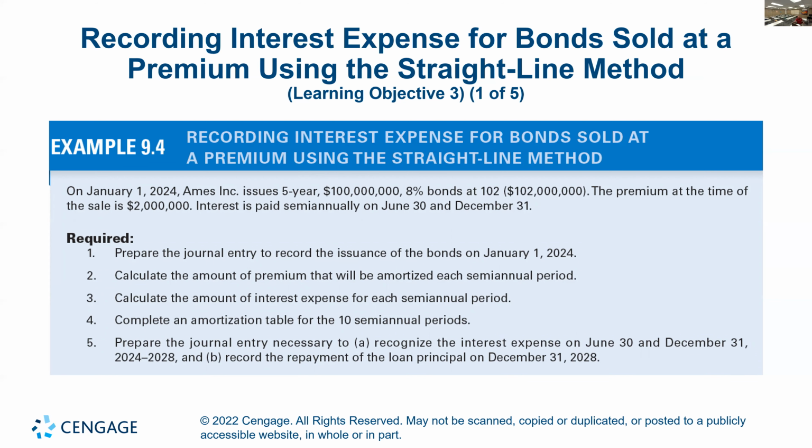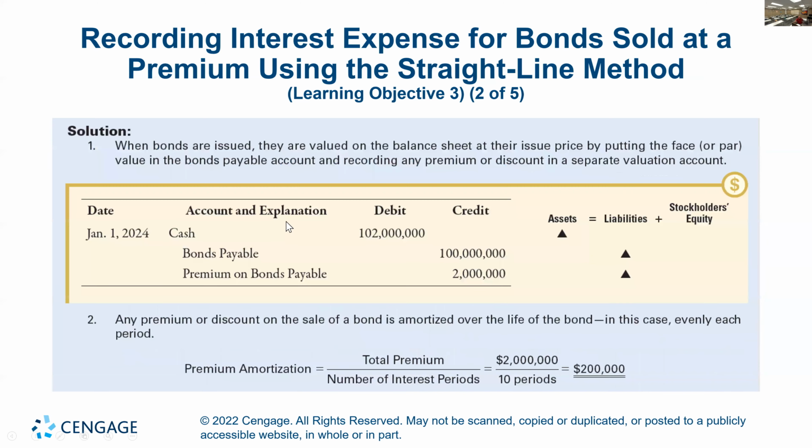So here we issue 5-year, 100 million, 8% bonds, just like we did the last one, but this time at 102, meaning we received 102 million. So 100 million times 1.02 or 102%. Creates a $2 million premium. So we record this: our cash is 102, bonds payable, always, always, always at face value. And the difference here being a credit becomes a premium.